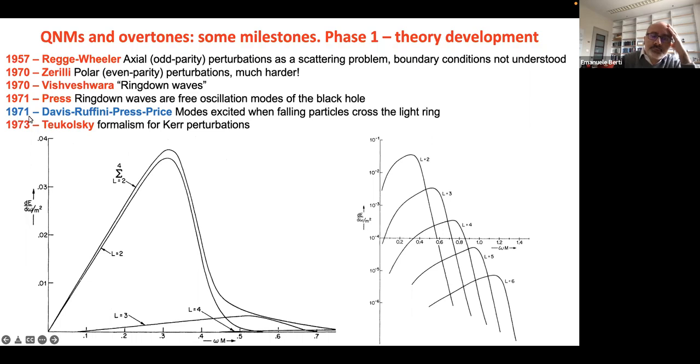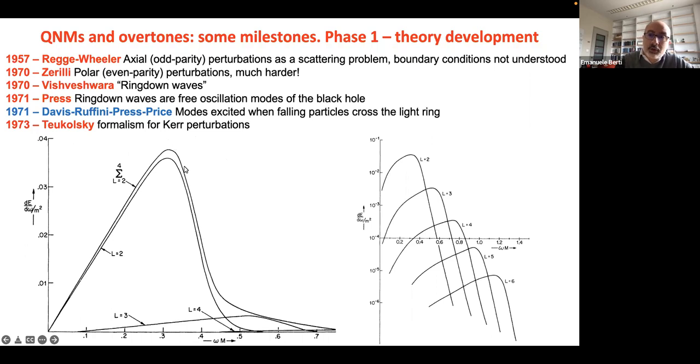And soon after, Davis, Ruffini, Press, and Price realized that these free oscillation modes of the black hole are excited by studying the simplest possible physical process that can disturb a black hole, which is the case in which you take a particle and you dump it radially into the black hole. And what they saw was that the energy spectrum observed at infinity in that case grows. This initial growth is basically just the radiation emitted by the particle as it falls in. But then at some point, there is an exponential cutoff in the energy spectrum, the energy per unit frequency.